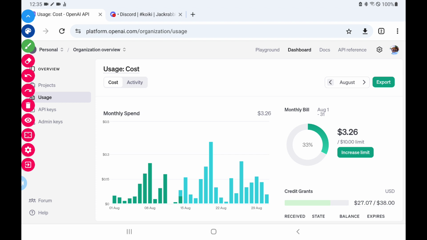Now, GPT-4o Mini is actually cheaper than GPT 3.5 Turbo, but we can still see for the month of August, I only used $3.26. That's it, and this was a heavy use month. $3.26 compared to the additional cost of running my own equipment or maintaining my own equipment.